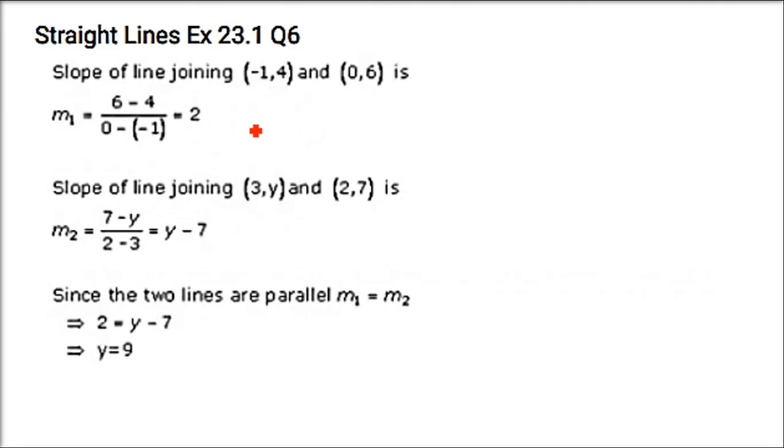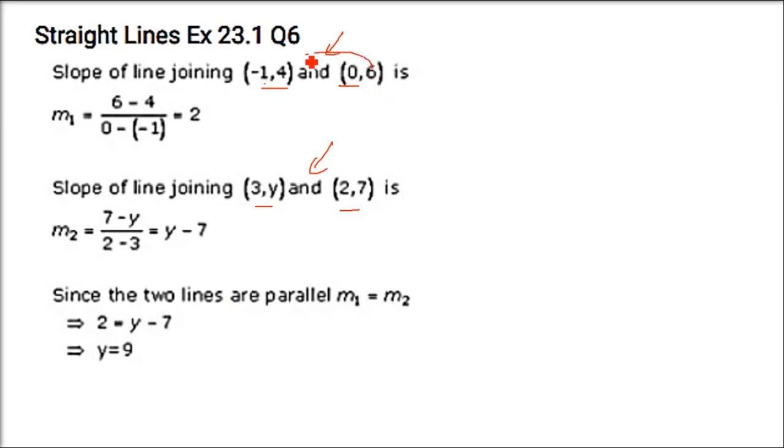What is the value of y so that the line through (3, y) and (2, 7) is parallel to the line which is passing through (-1, 4) and (0, 6)? So the first line is this one, and you have the second line also, and these two are parallel. Parallel means the slopes have to be equal. We have to find the slope of the first line, the slope of the second line, and equate them.